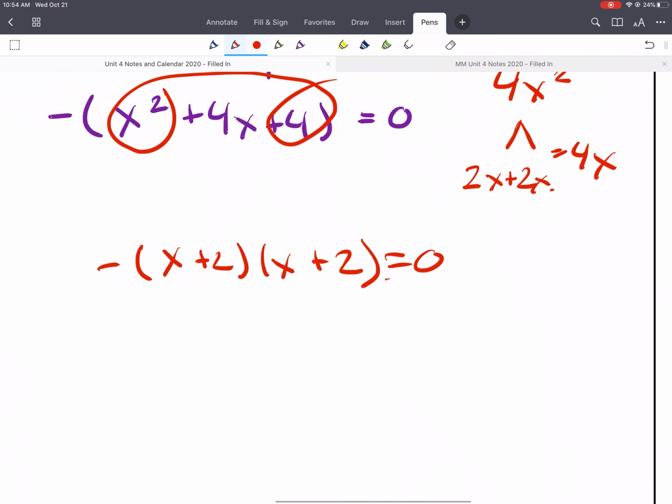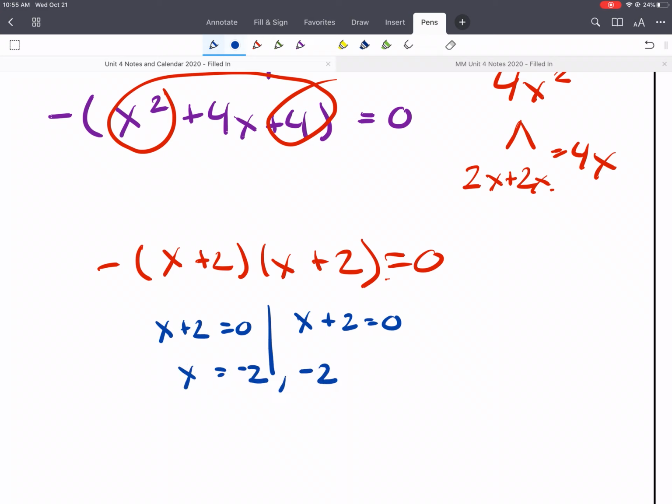We'll use our zero product property, which tells us that whatever's in this parenthesis has to be equal to 0, or the other parenthesis has got to be 0. And for this one, you'll end up getting x is equal to negative 2 and a negative 2. Okay, so here we have two solutions. They just so happen to be the same. Okay?